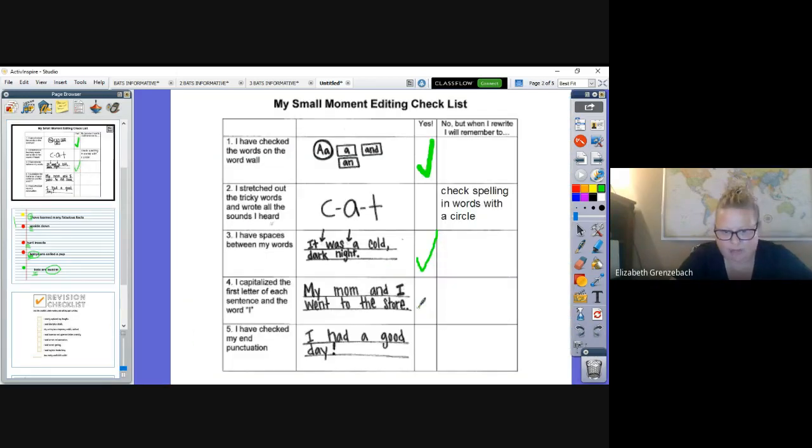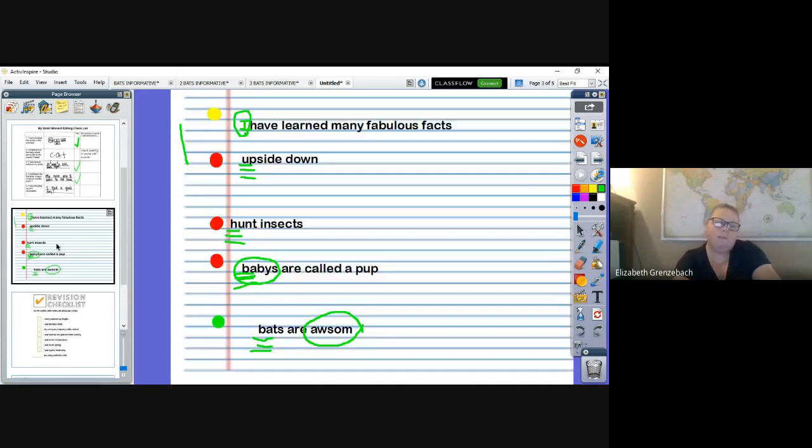So we've capitalized the words. I have checked my end punctuation. Okay. Remember, when we're reading and our mouse stops and we pause, that's where a period goes in. I have learned many fabulous facts. I forgot a period here. So I'm going to add the period and put a circle around it to remind me to put it there when I do my writing.